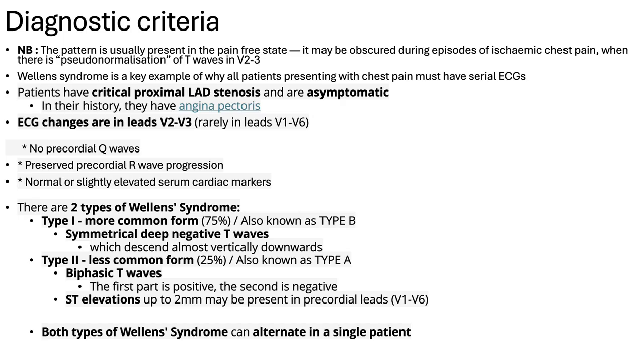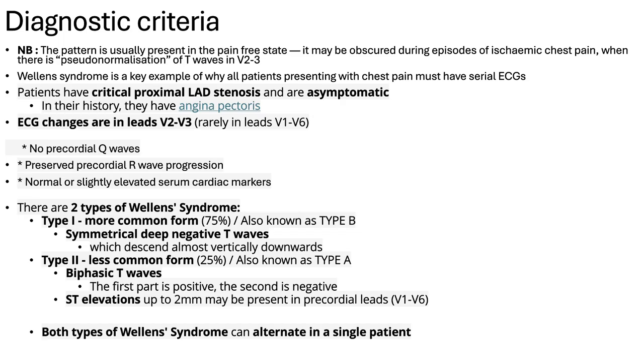There are two types of Wellens syndrome. We have type 1 and type 2, though in some materials or on some sites you may find them referred to as type B or type A. Anyway, type 1 is the more common form, about 75% of cases, and it shows asymmetrical, deep negative T waves, descending almost vertically downwards.